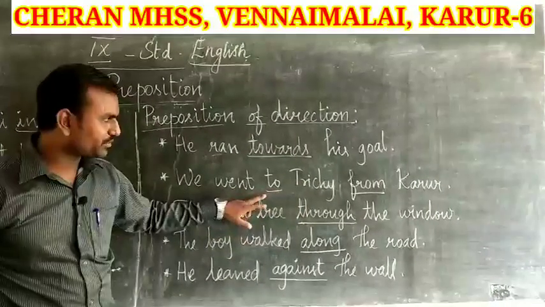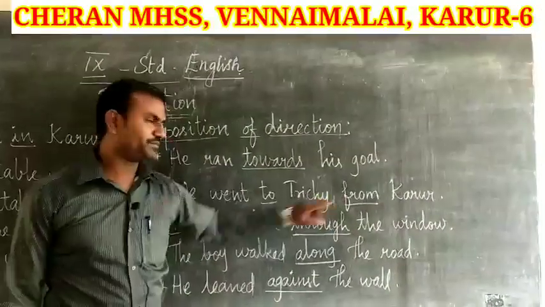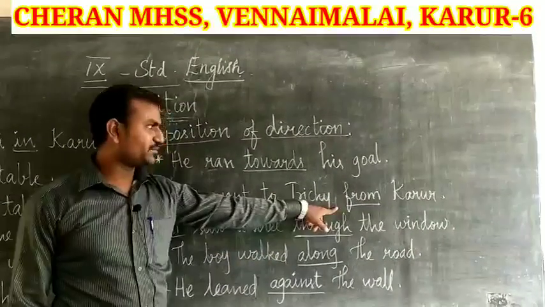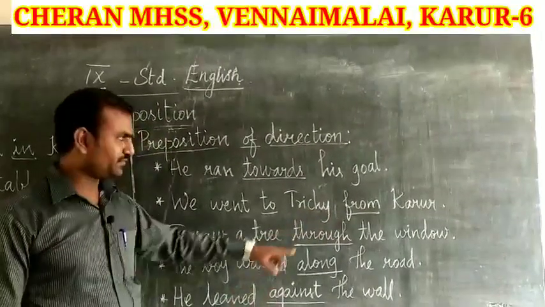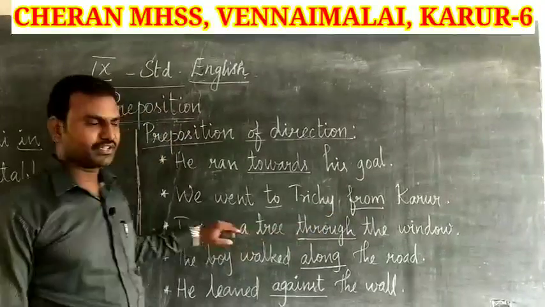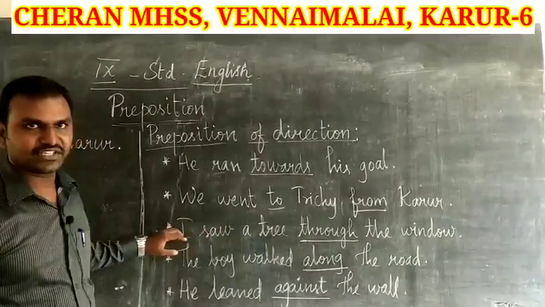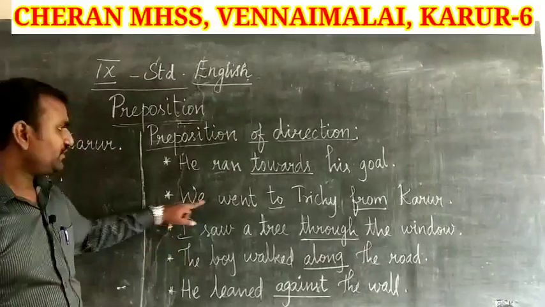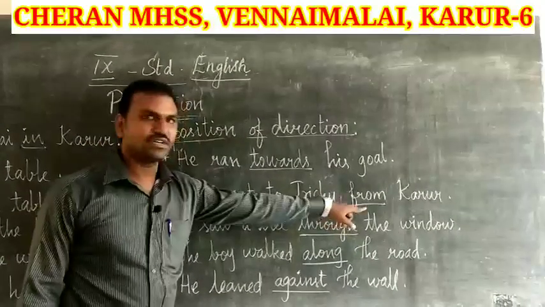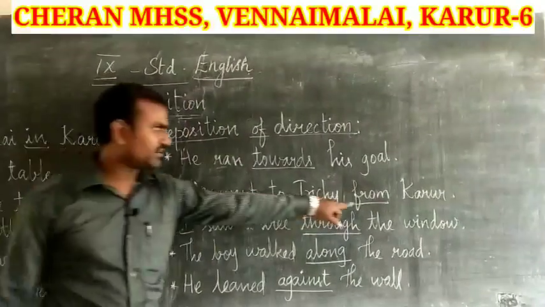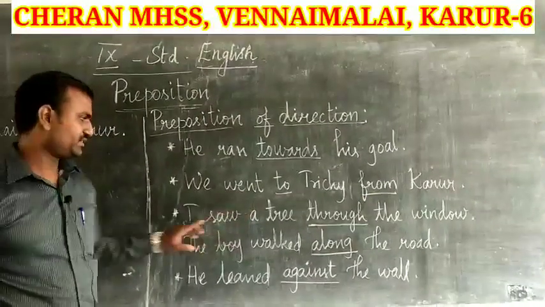We went to Trichy from Karur. Here we have two prepositions, to and from. From is a starting point. We use from before a starting point. To we use before the destination point. We went to Trichy from Karur. He started from Karur and he reached Trichy.